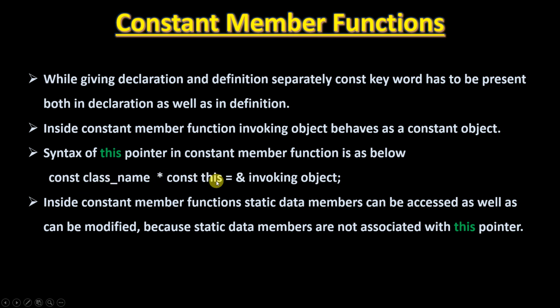So wherever this pointer is pointing, inside that method you cannot make the this pointer hold some other object's address, because it is a constant pointer. Now in a constant member function, along with this constantness, one more constantness came: the this pointer is constant, and wherever it is pointing, that object's memory is also constant.